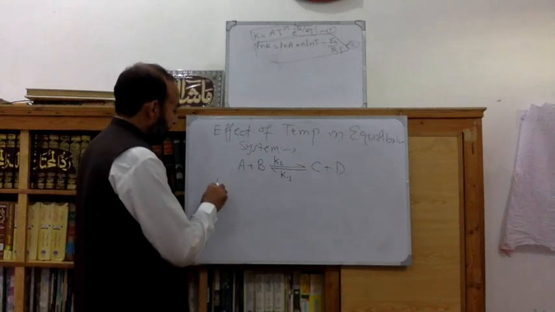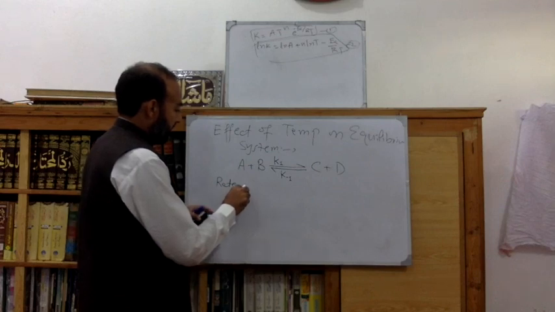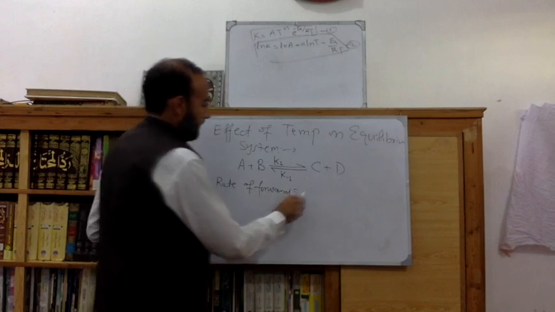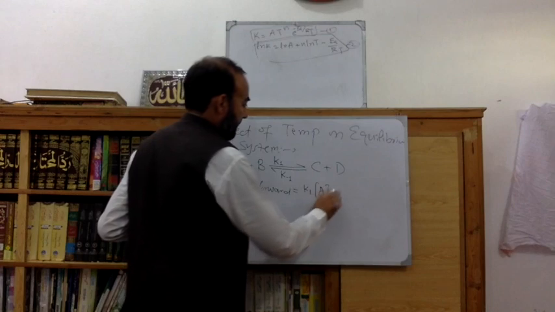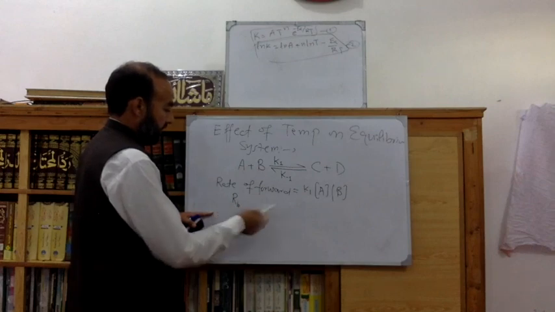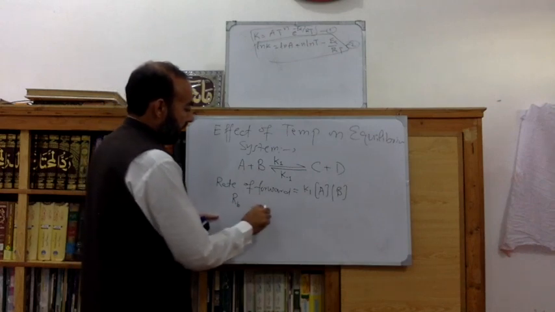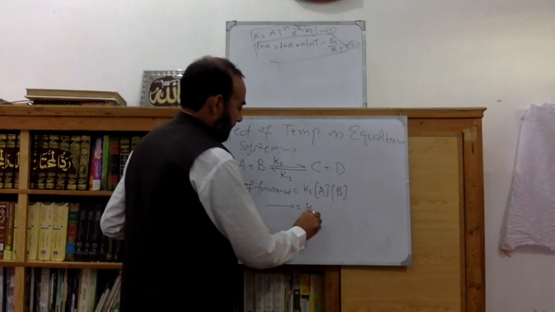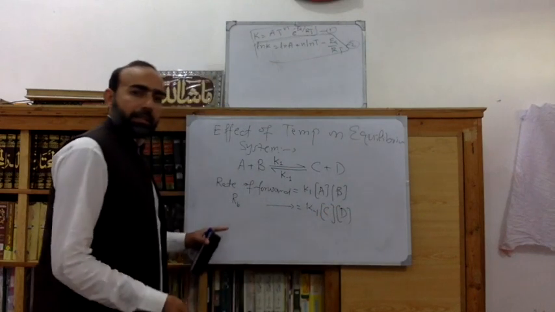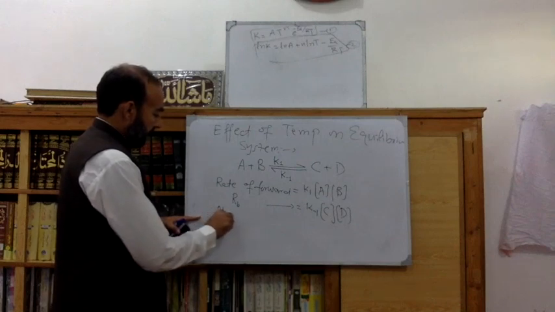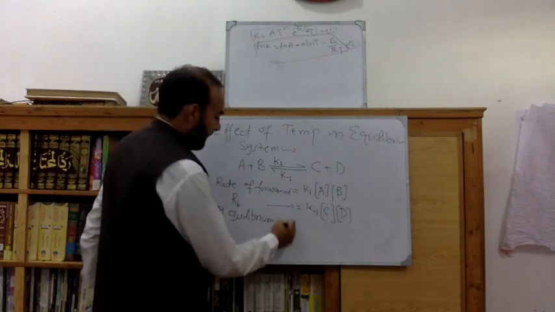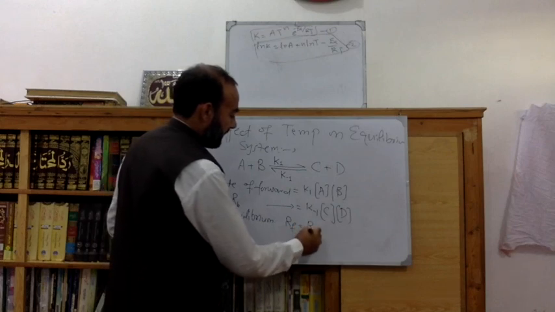We know that the rate of the forward reaction is proportional to K1 times the concentration of reactant A into B, and the rate of the reverse reaction, or RB, is equal to K inverse times the concentration of the products C and D. When the system is at equilibrium, we have the rate of forward reaction RF equal to the rate of reverse reaction RB.